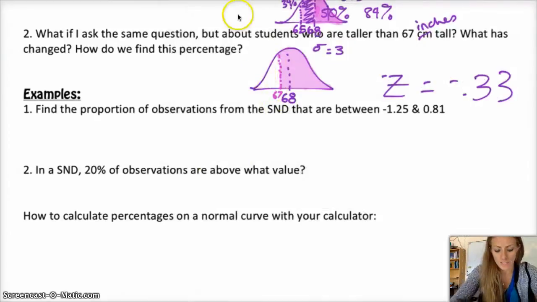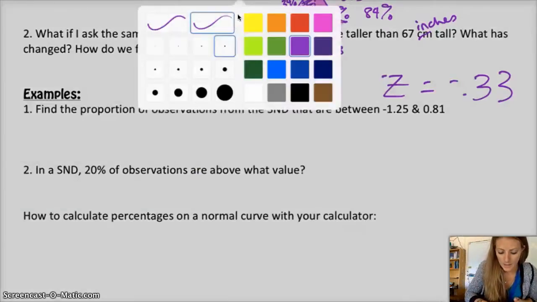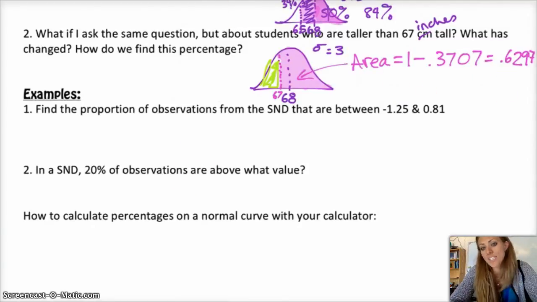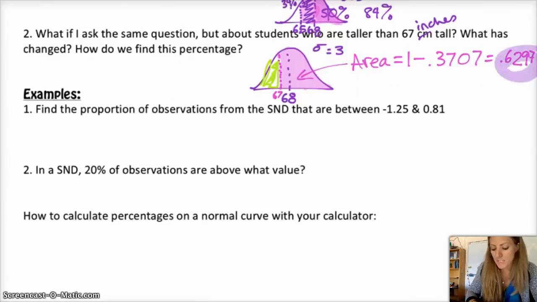What that's referring to is this green area here, 0.3707, which means that the area that we really care about is 1 minus that. So our area is 1 minus 0.3707. The percent of students in my class who are taller than 67 inches is approximately 63%. Approximately 63% of my students are taller than 67 inches.